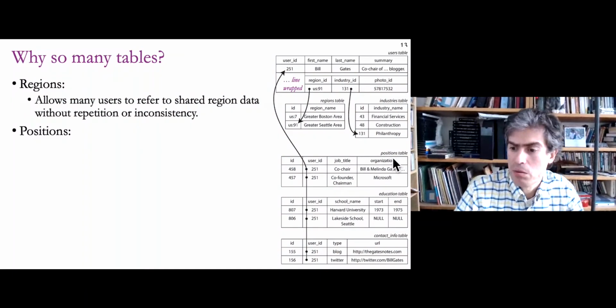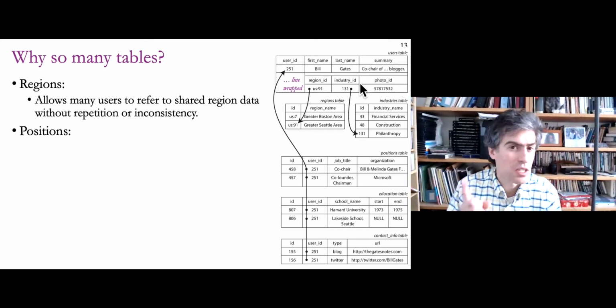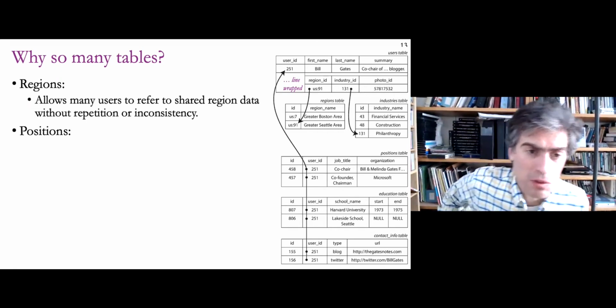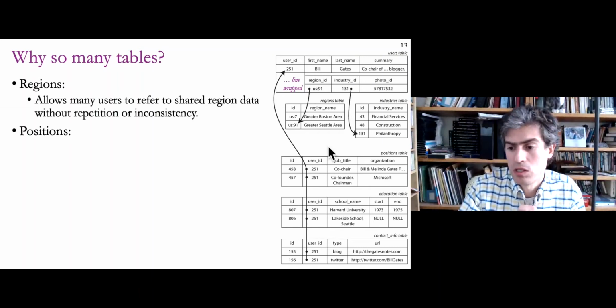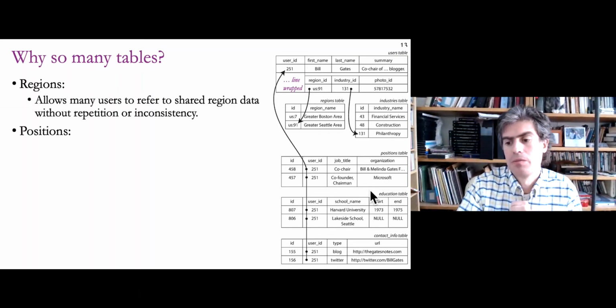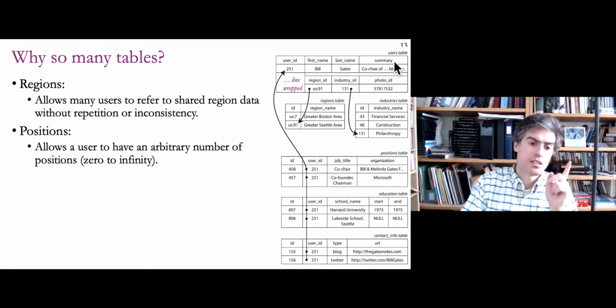What about positions? This table here for positions. Why do we have a separate table for positions as opposed to listing those positions in the users table? This one is actually a lot trickier than the regions table. So please stop and think about that. See if you can come up with a reason why positions is in a different table compared to users.